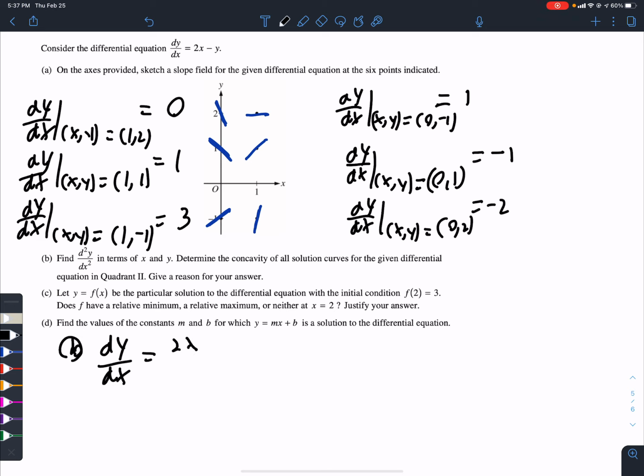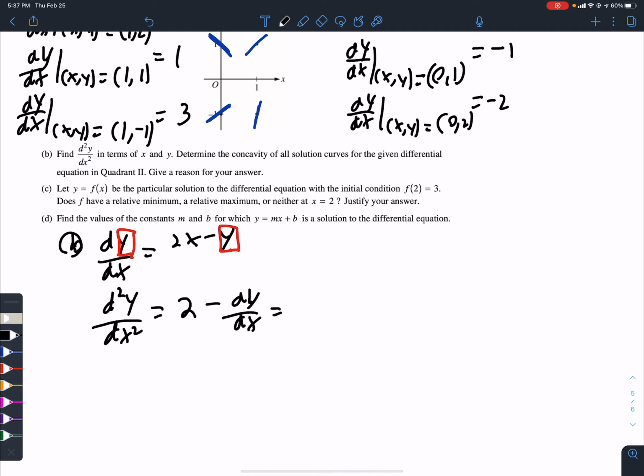The derivative of 2x is 2, but the derivative of y is dy/dx. Now, I need to replace dy/dx with what it is. So I'm going to get 2 minus, and dy/dx is 2x minus y. So I'm going to get 2 minus 2x plus y. There is my second derivative.